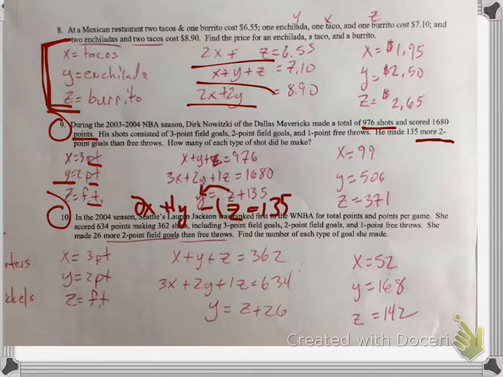And number 10 does the same thing. In 2004, Seattle's Lauren Jackson was ranked first in the NBA for total points and points per game. She scored 630 points, making 360 shots, including 3-point field goals, 2-point field goals, and 1-point free throws, and so forth. Same idea. Notice shots are together in one equation. Points are together in another equation. And then that third one, 26 more 2 points. That's the Y. Y is equal to 26 plus Z, which is free throws. Plug them in, solve them, and you got it from there.